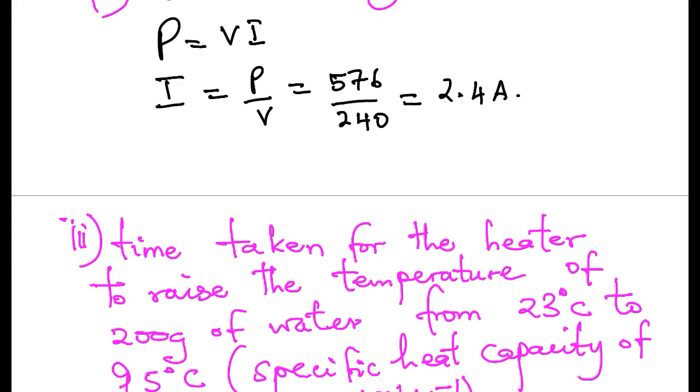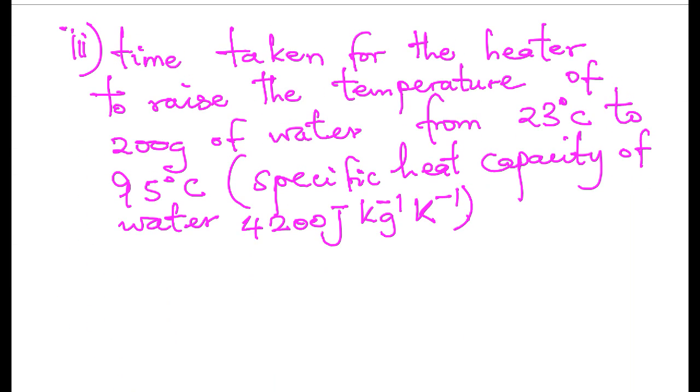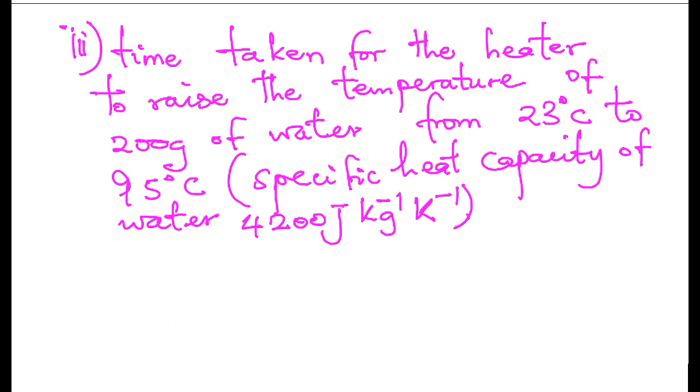The third question is, find the time taken for the heater to raise the temperature of 200 gram mass of water from 23 degrees centigrade to 95 degrees centigrade, taking specific heat capacity of water as 4,200 joules per kilogram per Kelvin. So this is a problem that links mains electricity with the quantity of heat.